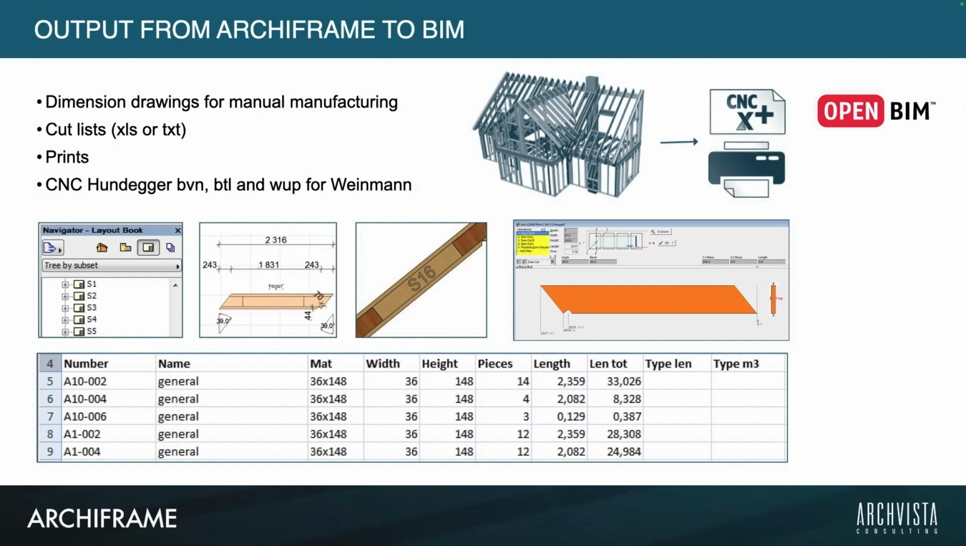And then you can output from ArchiFrame to BIM, and this can be used for a variety of different outputs. Dimension drawings for manual manufacturing, as an example. Of course, for cut lists, you can export to Excel, XLS, or TXT files. You can, of course, send to printing. And one of the big strengths it has is the ability to integrate CNC for machine manufacturing. So these are all integrated as part of different components of ArchiFrame.